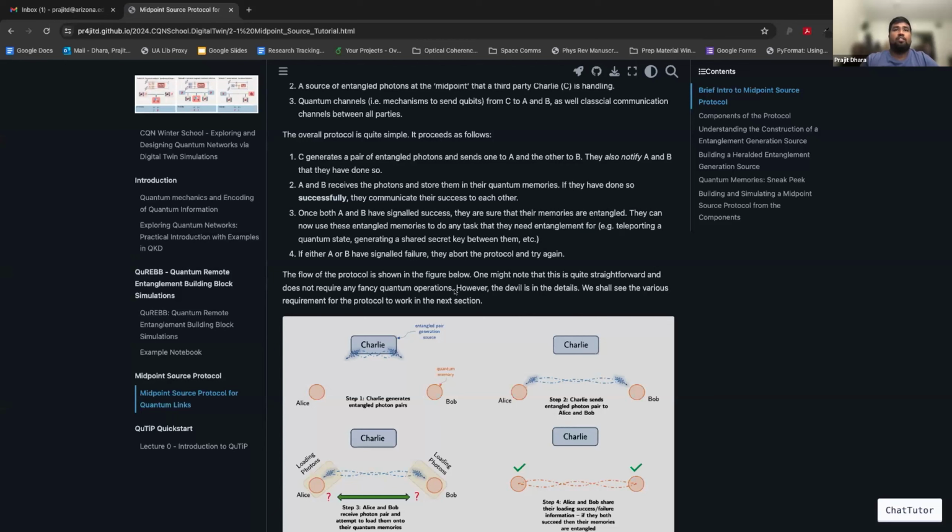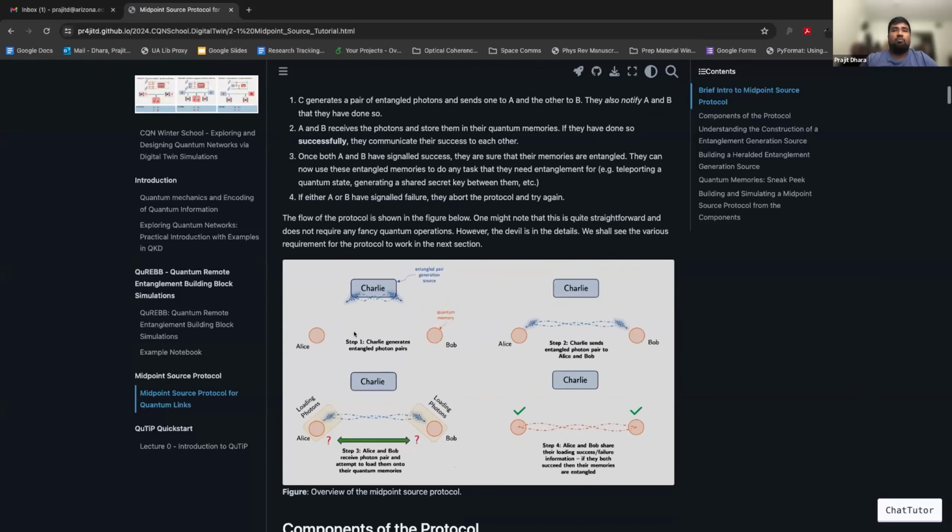If Alice and Bob both signal success, then after the time that it takes for light to go between Alice and Bob, or information to flow from one to the other, they are sure that their memories are entangled. They can use these entangled memories to do any task that they need entanglement for, for example, teleporting a quantum state, generating a secret key between them, or teleporting a gate. If either Alice or Bob has signaled failure, which means one half of the EBIT is lost, then they will just abort the protocol and try again.